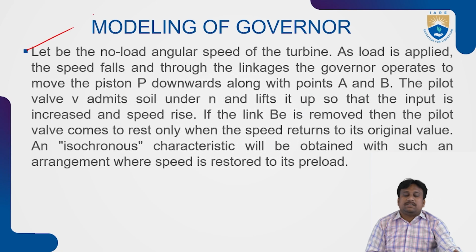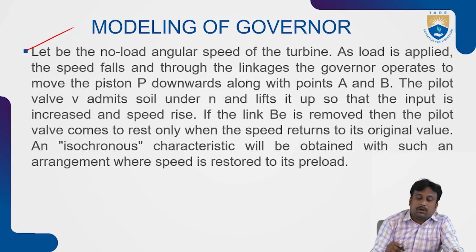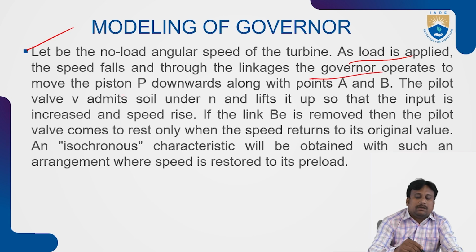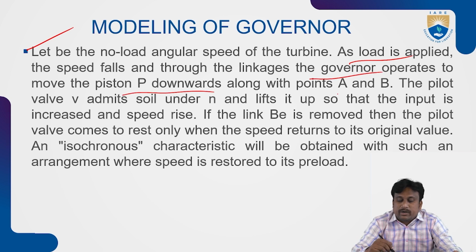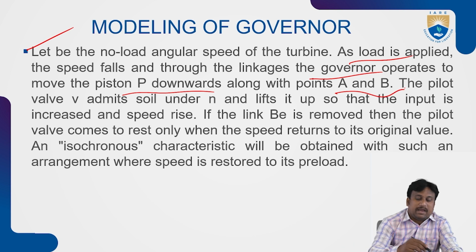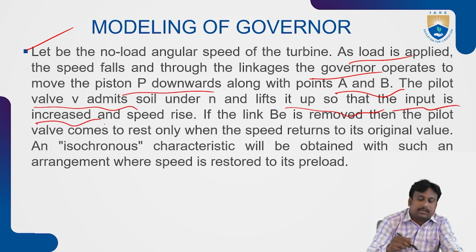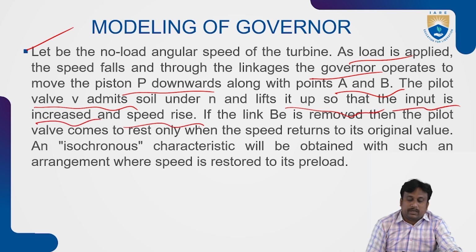Now consider the no load angular speed of the turbine. As load is applied, the speed falls, and through the linkages the governor operates to move the piston P downwards along with the points A and B. The pilot valve V admits oil under N and lifts it up, so that the input is increased and the speed rises.